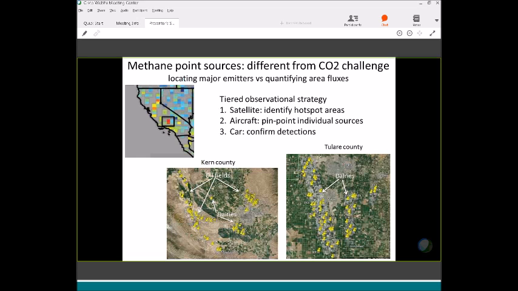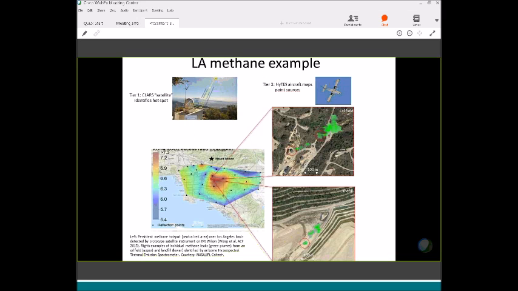If I look at this for LA, we've done the same thing. The top figure is an example from an oil field. Those green plumes you see are invisible plumes of gas that the aircraft has imaged. And the bottom right-hand figure is from a landfill. You can see plume coming out of that, and that's actually Puente Hills landfill. It's the biggest landfill in the U.S., or was. It's now being shut down and covered.